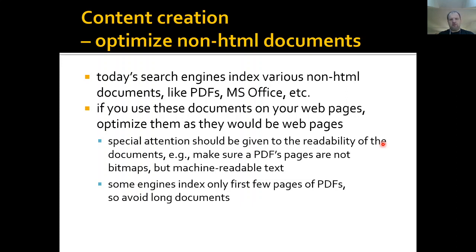Optimization for non-HTML documents, as I said, PDFs or some Office documents. These all are parsed by the search engine, so they also need to be optimized the same way as web pages. So we must look at non-HTML documents as HTML documents. Of course, not images or documents that do not provide machine-readable text, but for those that are machine-readable text, optimization must be done.